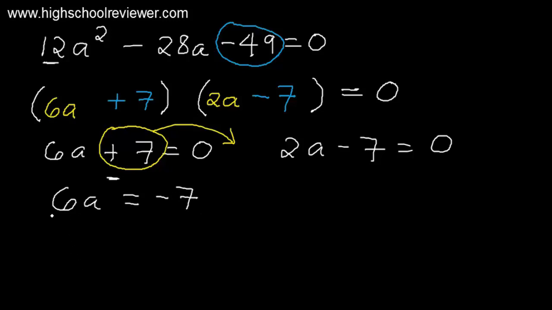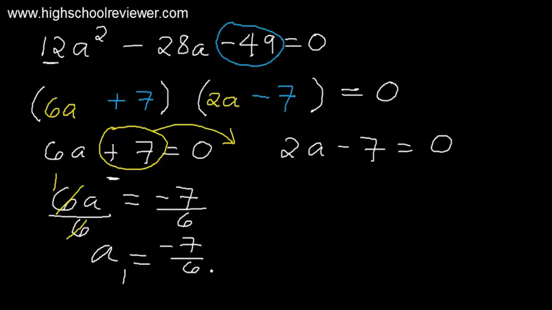So to solve for a, we need to cancel out 6. So divide both sides of the equation by 6. So we have here 6 divided by 6, cancel that out. That is equal to 1. And 1 multiplied by a is equal to a. And negative 7 over 6. So this is our a sub 1, and this is equal to negative 1 and 1 over 6.